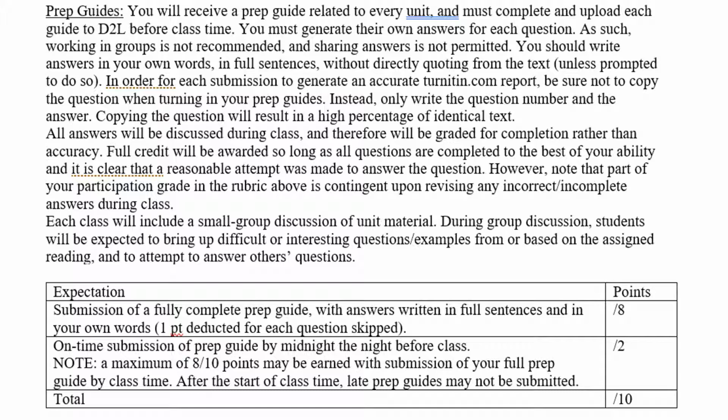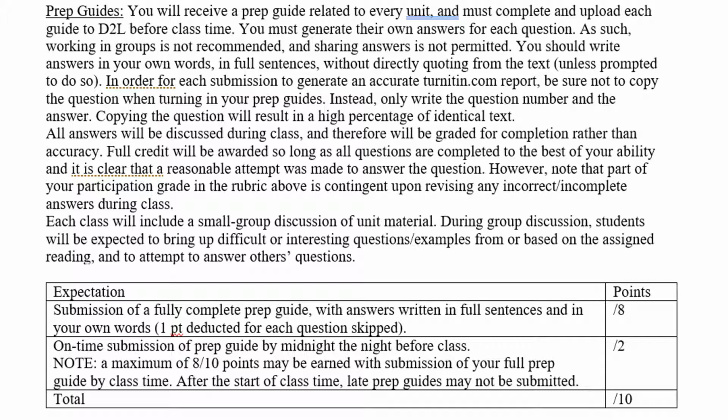Next, prep guides. These are also due by midnight the night before class each week. They will include questions related to each assigned article, though you may also find some help answering the questions in the Edpuzzles as well. Full credit will be awarded so long as you make a clear attempt to answer each question based on the assigned reading.